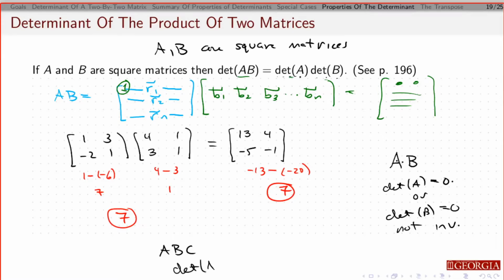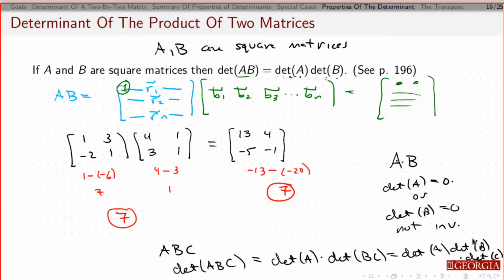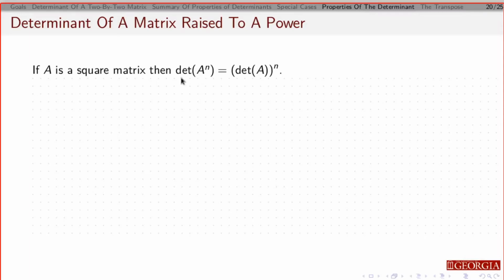So if I take the determinant of A, B, C, oops, that's going to be the determinant of A times the determinant of BC. But the determinant of BC is going to be the determinant of B times the determinant of C. So if the determinant of any one matrix is 0, then when I take the product of all three, the product will not be invertible. And you can extend this to 4, 5, and 6 matrices. And you can play games like this.